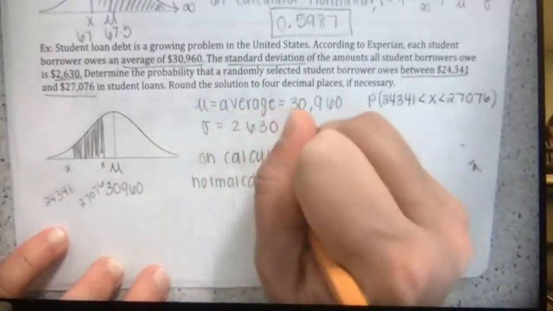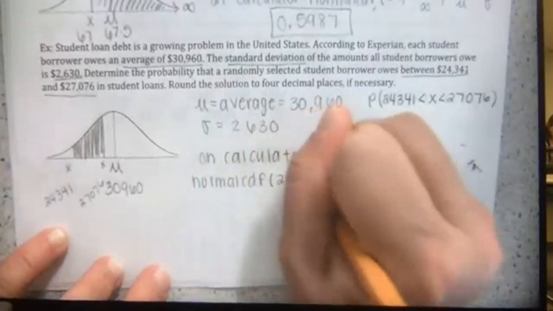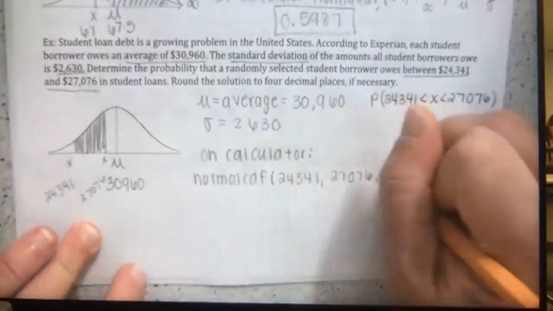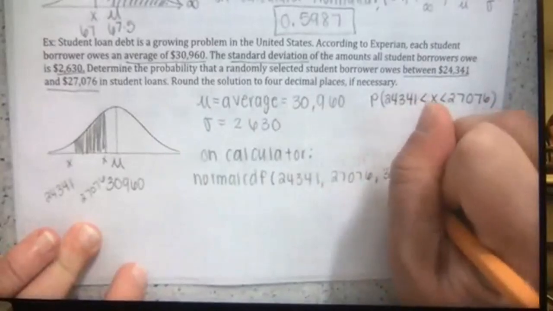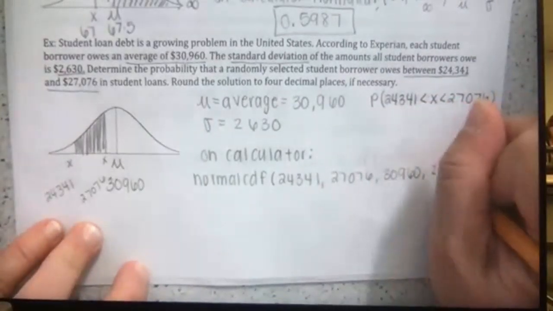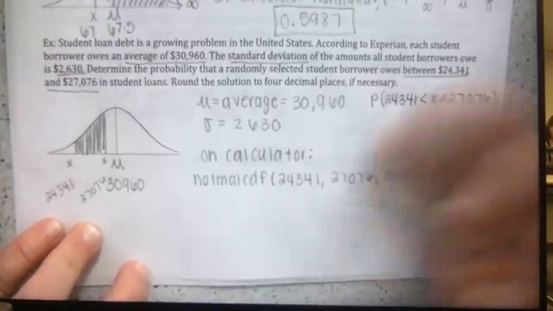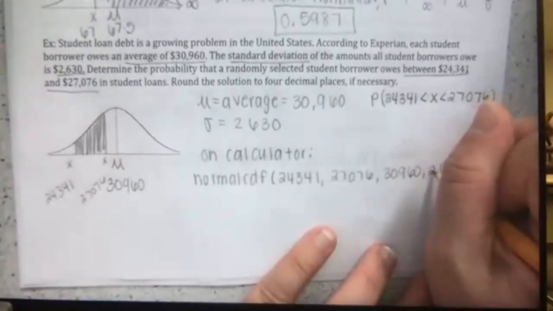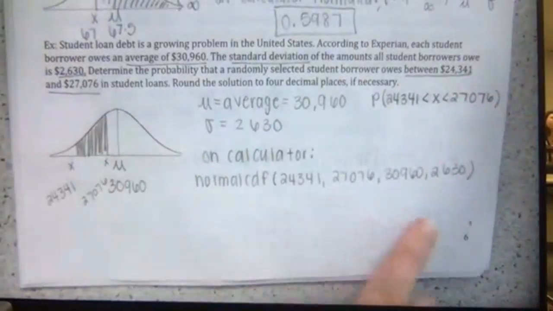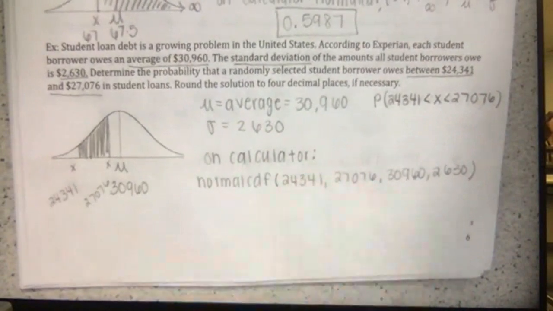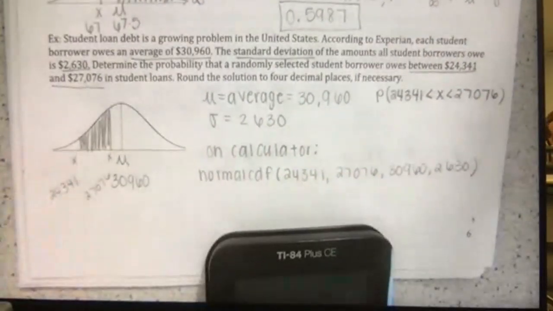We said our lower limit was 24,341. Our upper limit's that 27,076. Our mean is the 30,960. And our standard deviation is 2,630. Notice that our commas separate each value, our lower, our upper, our mean, our standard deviation. So don't use commas as thousands. Notice I didn't use commas here for my thousand spot. Just type the number straight in.